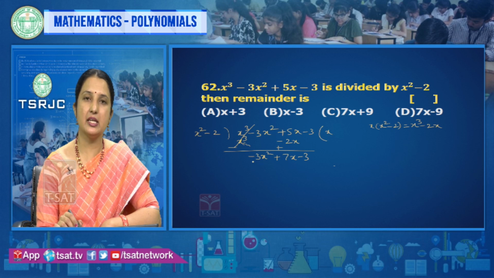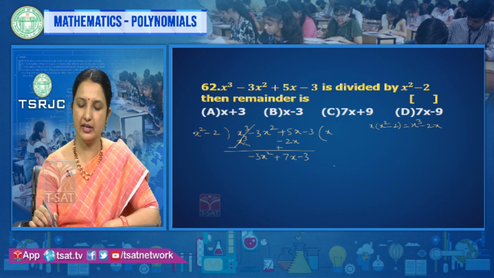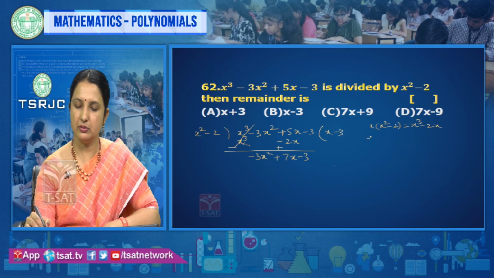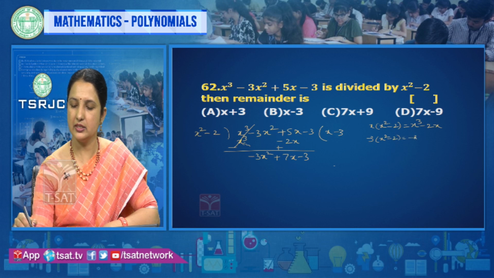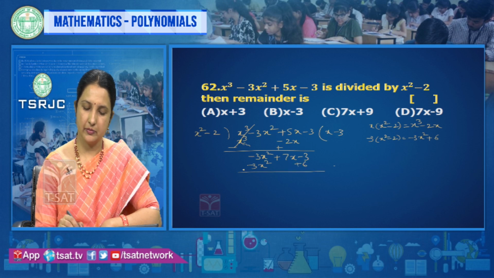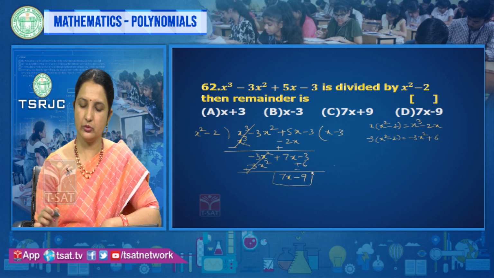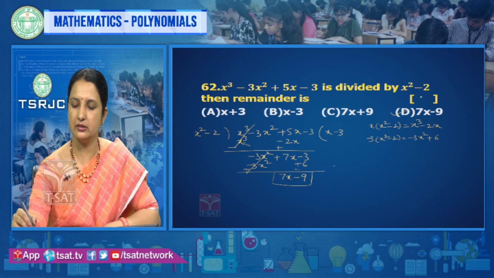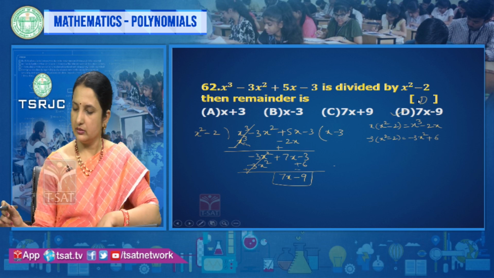And how to get minus 3x square? When you multiply x square with minus 3. So you multiply this minus 3 with x square minus 2. What will you get? Minus 3x square, minus into minus plus, 3 twos are 6. So write here minus 3x square plus 6. Then change the symbol. Then what is left over? 7x. Minus 3 minus 6 is what? Minus 9. So what remainder did you get here? 7x minus 9. So option D is the correct one.